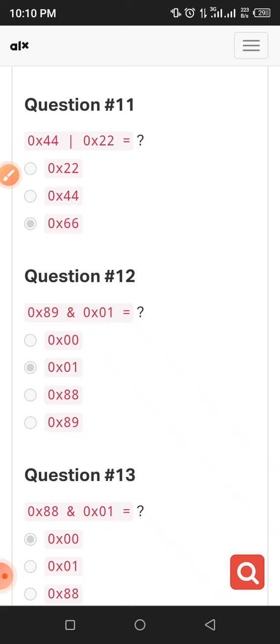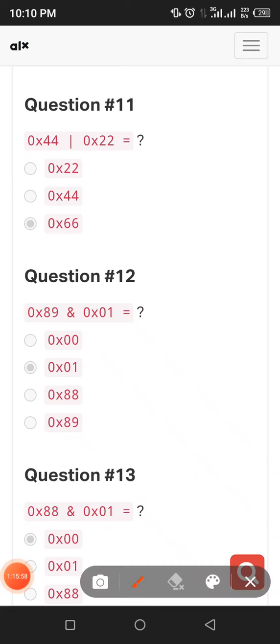4, 4 and 2, 2. So 4 in binary, I can remember 2 is what? 2 is 0, 0, 1, 0, that's 2.